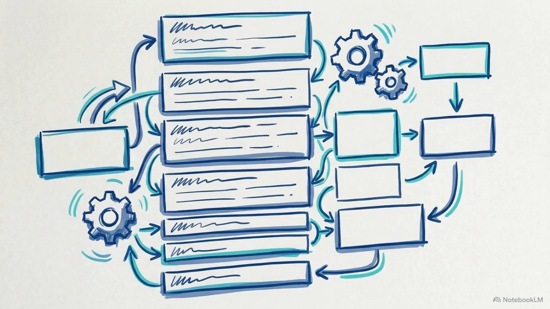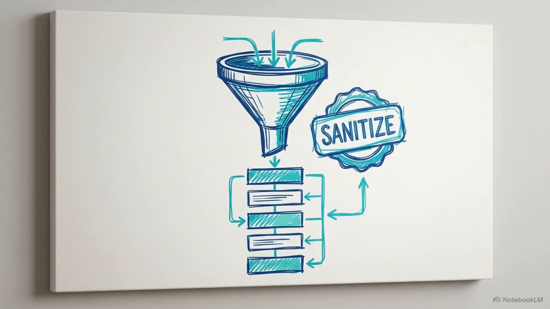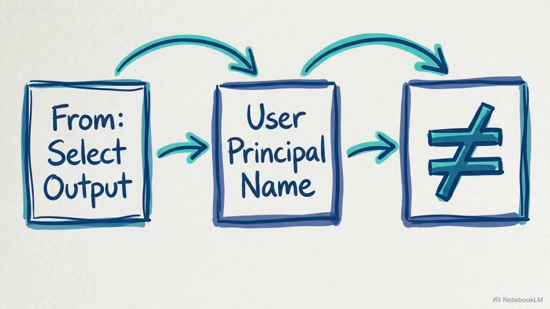Even with the mapping complete, the list still contains blank entries and automated system background accounts. Add a filter array action to strip out these unwanted records. Set the From field to the select action output. For the condition, set User Principal Name to the operator is not equal to.